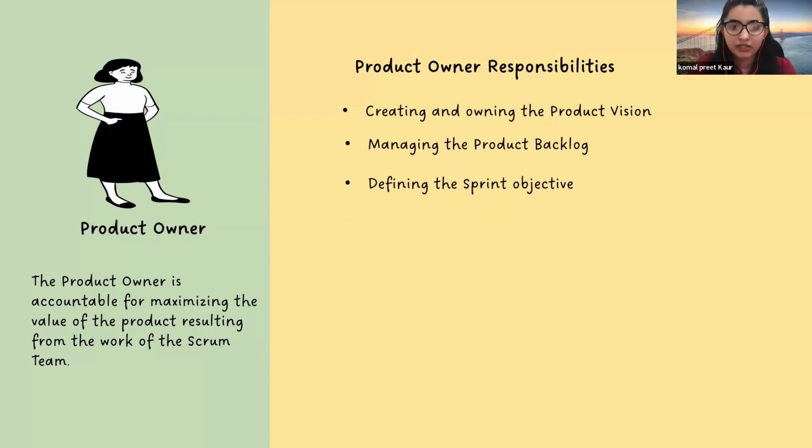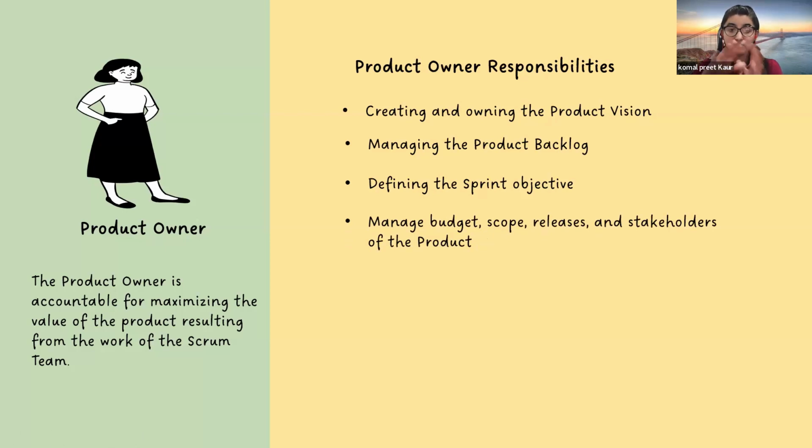And the next one, I think my screen is stuck. Yeah, the next one is that the product owner manages the budget, scope, releases, and stakeholders of the product. Here the stakeholder will be Priya, who is investing her time and her money into this. So the product owner has to define what the budget will be and the release scope.